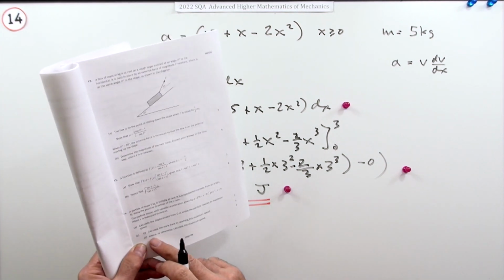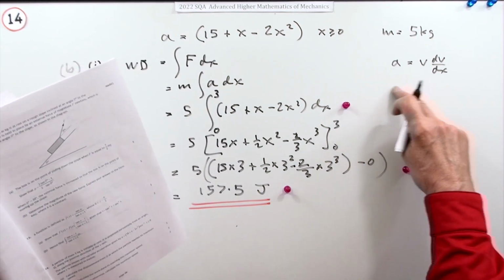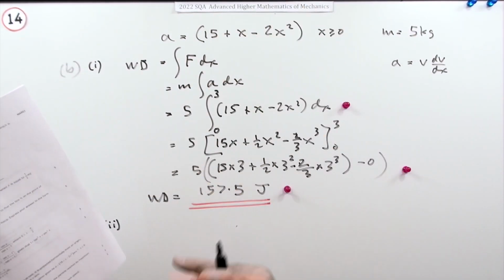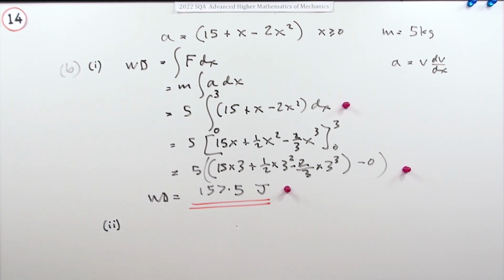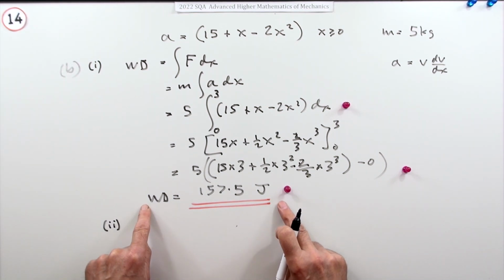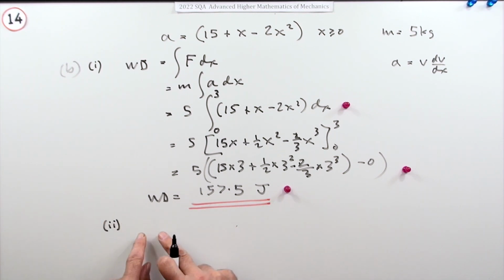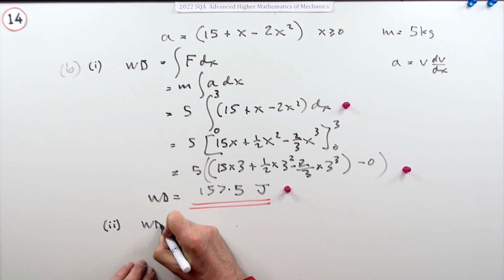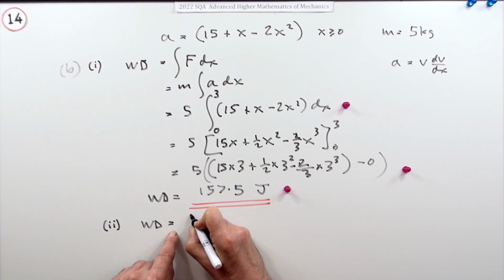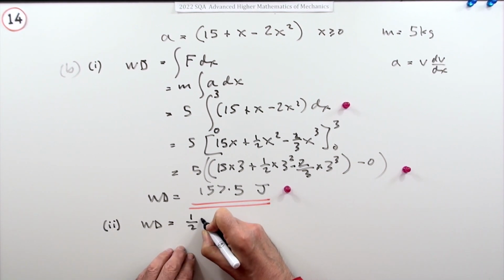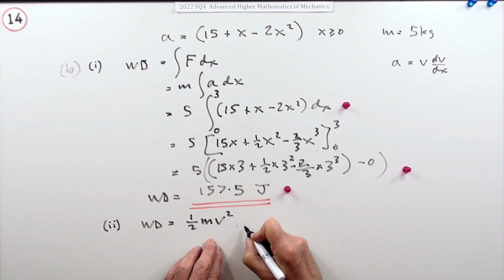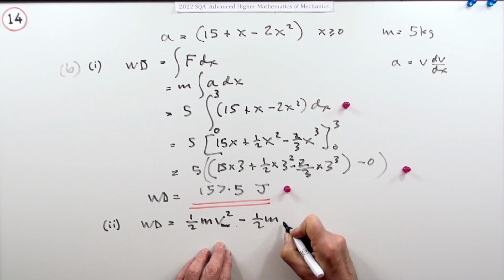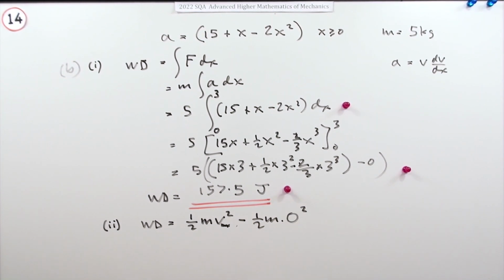And then in part 2 it says hence, that means using this, or otherwise, which would have been that, but that would have done instead of the whole thing, so I'll just have to do the hence. Hence, calculate the maximum speed. Well, that work was done in increasing the kinetic energy from its initial value to its final value. So that work done is going to be equal to the final kinetic energy, that will be a half mv squared, that was that v max, minus a half m times the initial velocity, which was 0 squared.